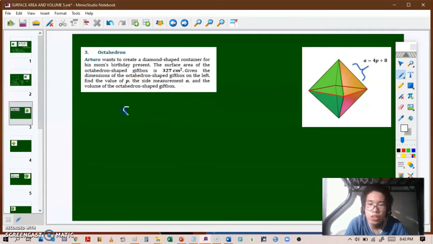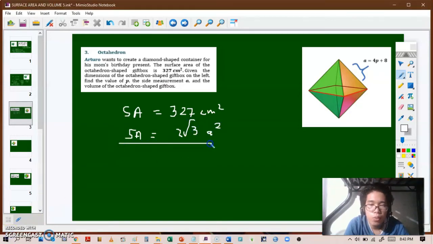Okay, so we're given here that the surface area is equal to 327 squared centimeters, and we also know that the formula for solving for the surface area of the octahedron is 2 times the square root of 3 a squared. So using this formula, we can substitute the values that we have here for the surface area, which is equal to 327, is equal to 2 times the square root of 3, and what's the value of our a? So that's 4p plus 8, and then you simply square that. Okay, so 4p plus 8 squared.